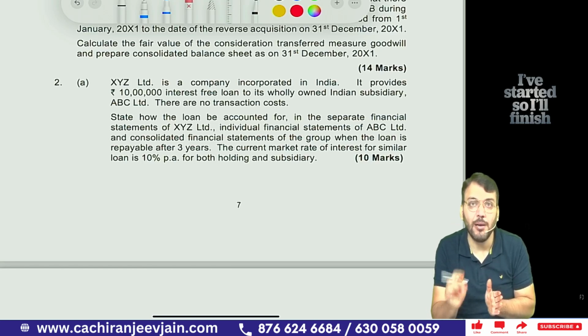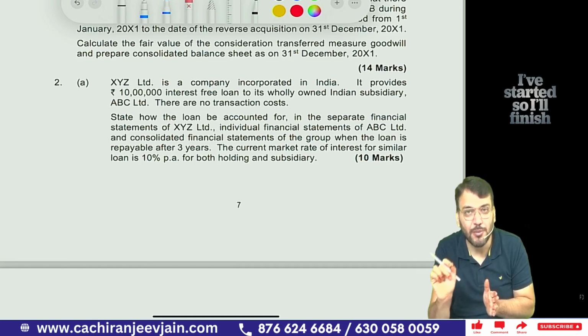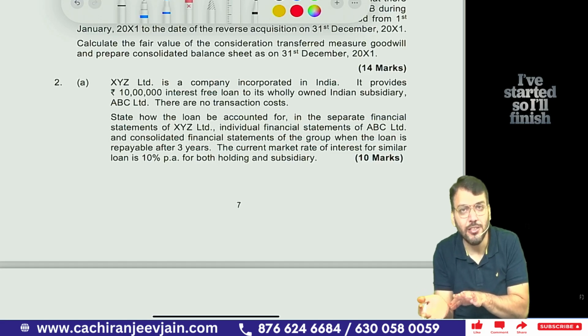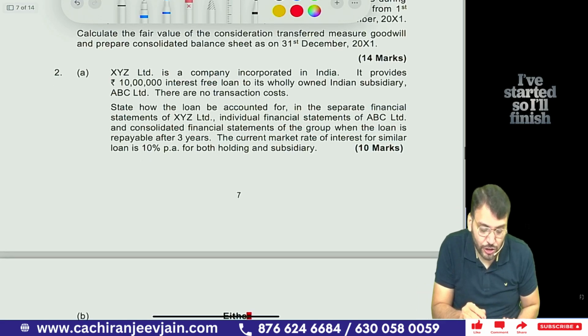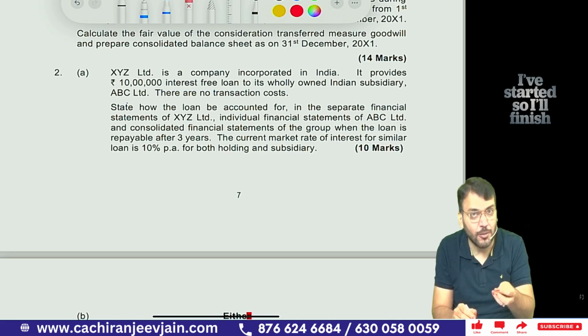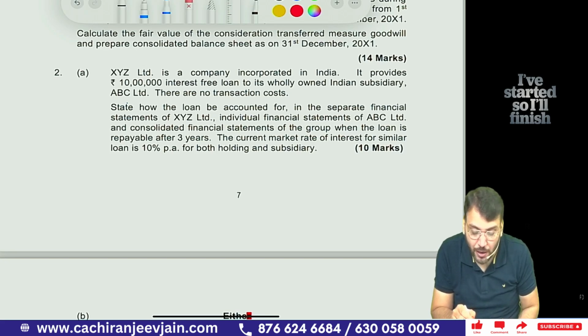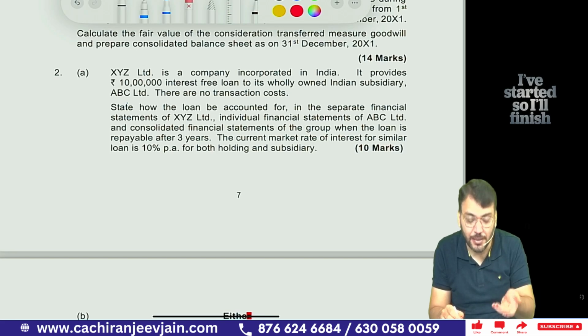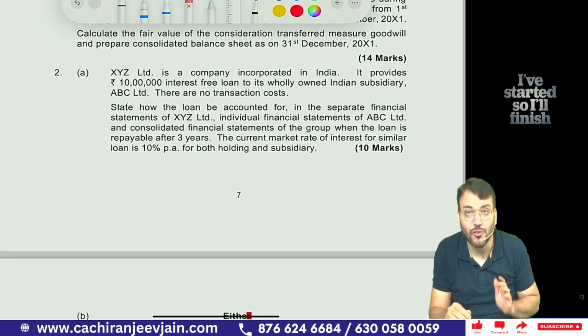The journal entry will become: loan receivable account debit, investment in subsidiary company account debit, to bank. Correct. Now similar corresponding journal entry we can do in the books of the subsidiary company. So if you read the question, XYZ Limited is a company incorporated in India. It provides a 10 lakh interest free loan to its wholly owned Indian subsidiary ABC Limited. There are no transaction costs. So the contractual rate of interest is 0%. State how the loan will be accounted for in the separate financial statement of XYZ Limited, means parent company, individual financial statement of ABC Limited, means subsidiary company, and consolidated financial statement.